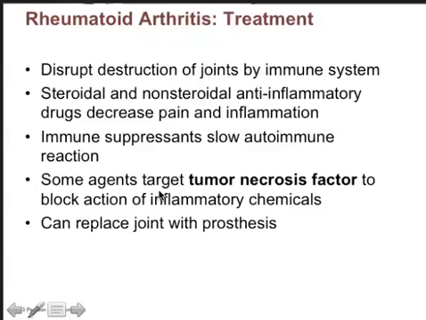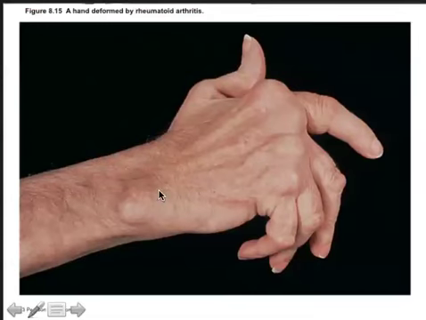We can replace the joint eventually if the condition gets too severe with a prosthetic device, which is an artificial joint made often out of derivatives of tungsten or ceramic or plastics in order for the person to at least regain some use of the affected area. And here you can see an example of an individual suffering from rheumatoid arthritis. It generally presents bilaterally and in multiple joints, and it often doesn't discriminate between weight-bearing and non-weight-bearing joints.